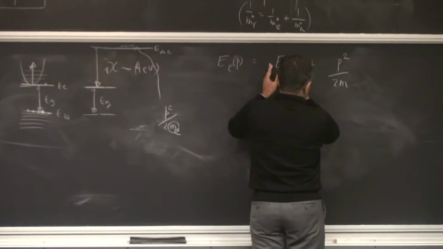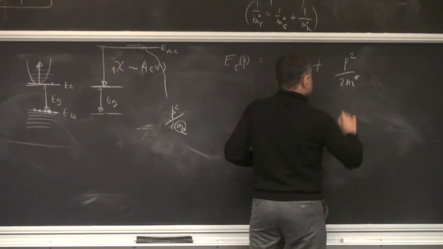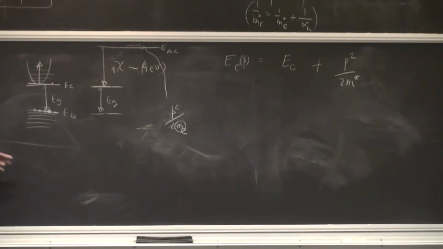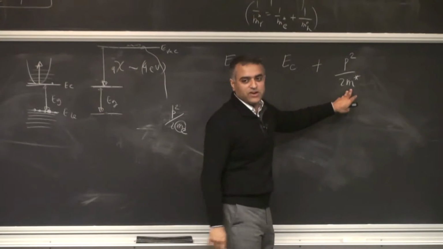It says, well, I have potential energy, I have kinetic energy, but not the free electron mass. I'm going to use something called an effective mass now, m star. That's the difference here. And I'm not going into the details of that. If you have further questions, please come by. We'll discuss it during office hours.